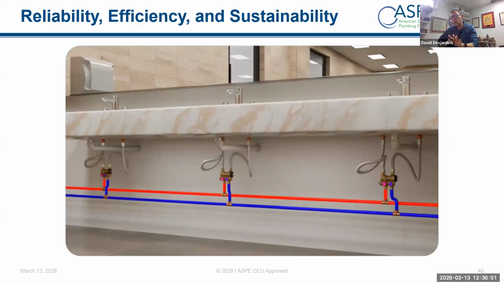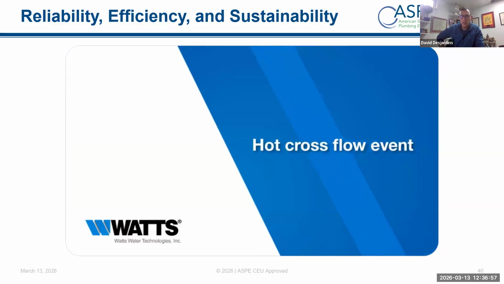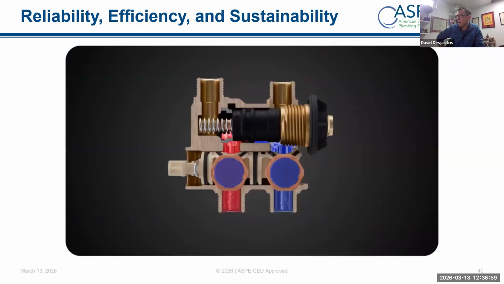So now that we see where the problem is, we can pop a new one in, and that's that simple. Flip side of this, it might be a hot cross flow. And it's just the opposite of what we saw last time. So we see where this problem is.